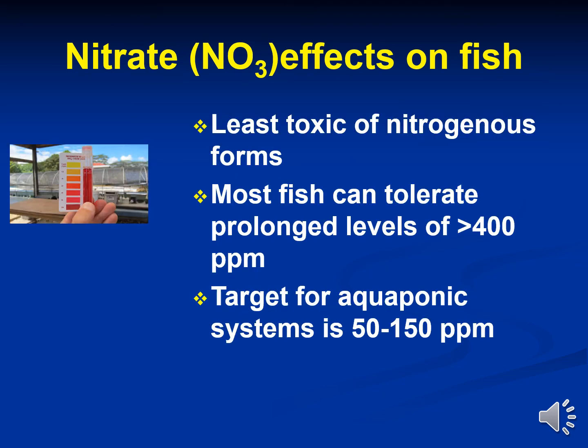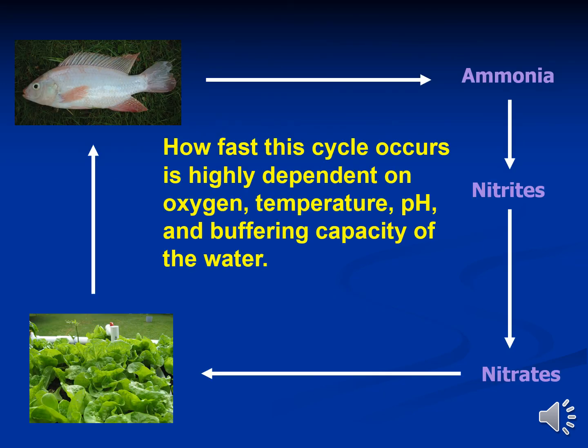Nitrates are rarely toxic to fish. Most species can tolerate levels higher than 400 parts per million. Typically, nitrate levels are maintained from 50 to 150 parts per million for good plant production. Ammonia, nitrites, and nitrates are easily measured with chemical test kits, either with an aquarium water test kit or a fish farming or aquaculture water test kit.